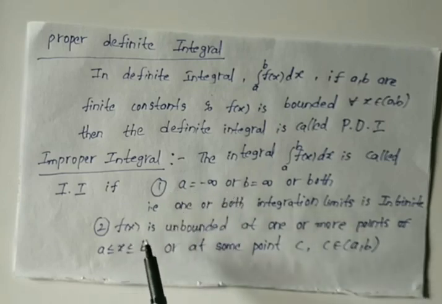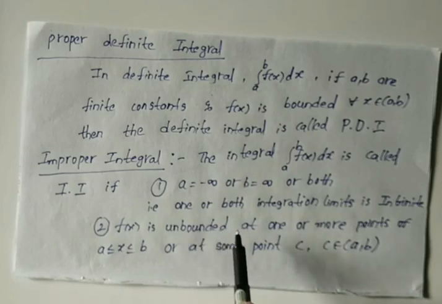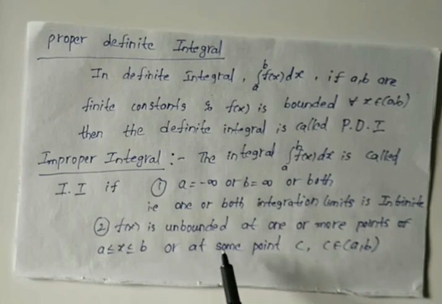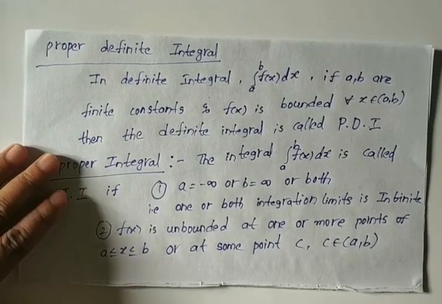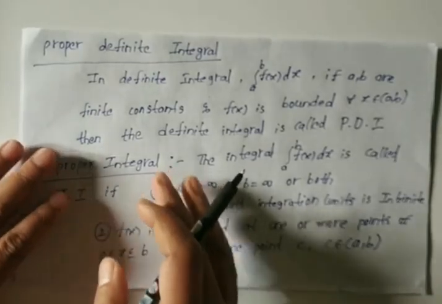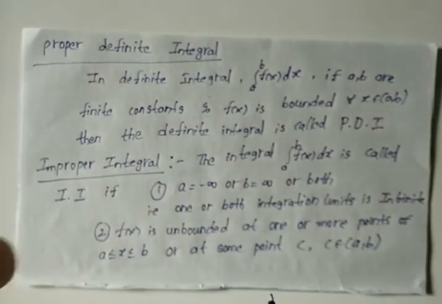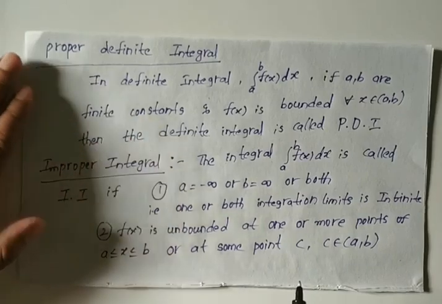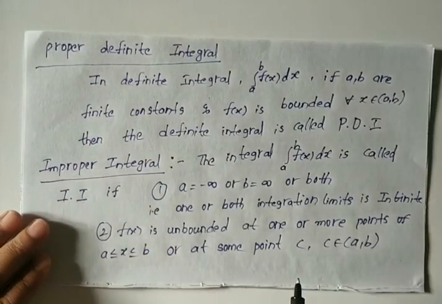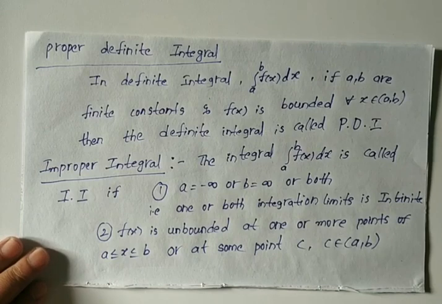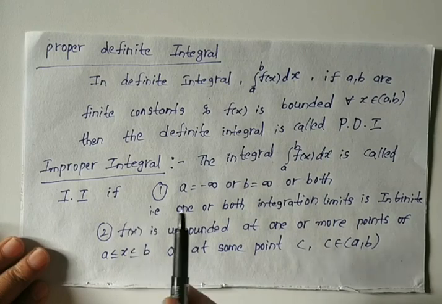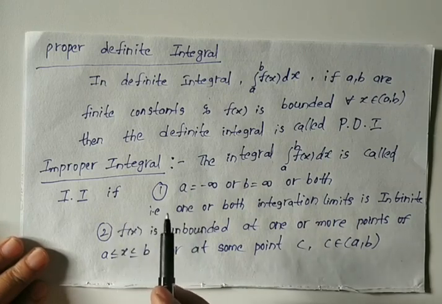Second one, f of x is unbounded at one or more points of a less than or equal to x less than or equal to b, or at some points c which lies in the open interval a comma b. Write down, student, proper definite integral, improper definite integral.